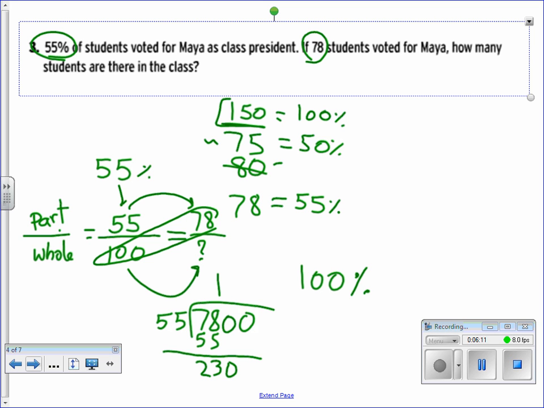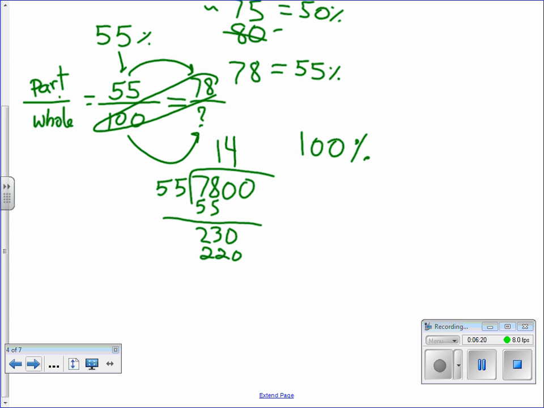55 goes into 230 4 times. 55 times 4 is 220. 230 minus 220 is 10. Bring down the 0. 55 only goes into 100 once. Now, what are we going to do with the remainder? Remember, our answer is kids. So can we have a part of a kid, only in a horror movie? So we can leave it at 141, or we could keep going and see maybe it rounds up to 142.